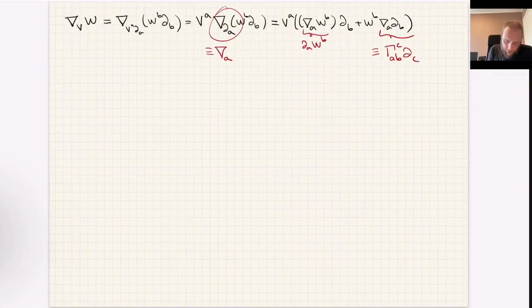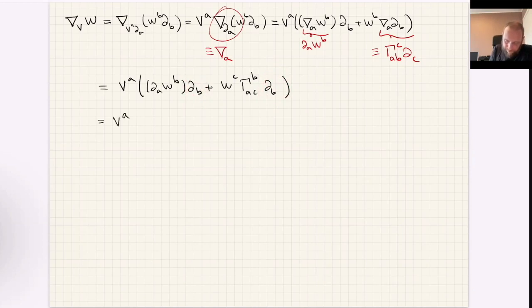So this is what I had. So if I write this down, I have V^A, and then I have ∂_A W^B ∂_B plus W^B gamma^C_AB ∂_C. I'm going to use my liberty to rename indices. So I'm going to switch places of B and C here, because when I do, that means that I can take this partial derivative ∂_B out, and I can rewrite this as V^A (∂_A W^B plus gamma^B_AC W^C) ∂_B.